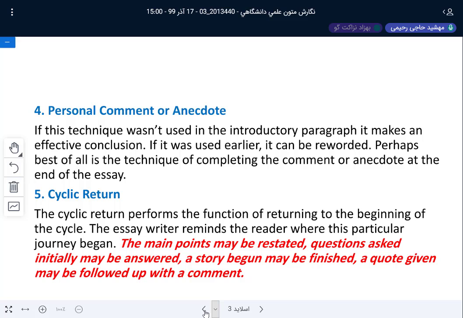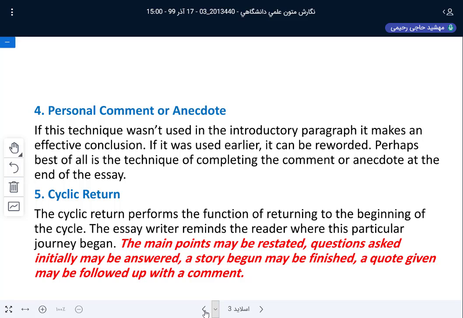If this technique wasn't used in the introductory paragraph, it makes an effective conclusion. If it was used earlier, it can be rewarded. Perhaps best of all is the technique of completing the comment or anecdote at the end of the essay. Number five, a cyclic return. The cyclic return performs the function of returning to the beginning of the cycle. The essay writer reminds the reader where this particular journey began.